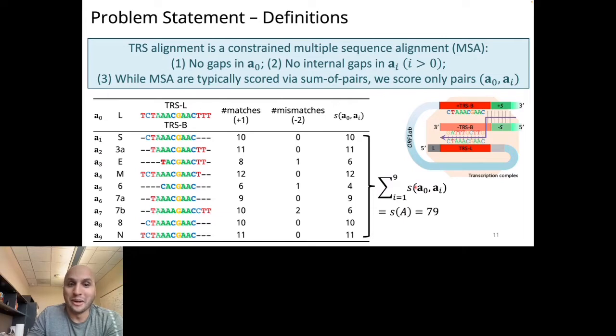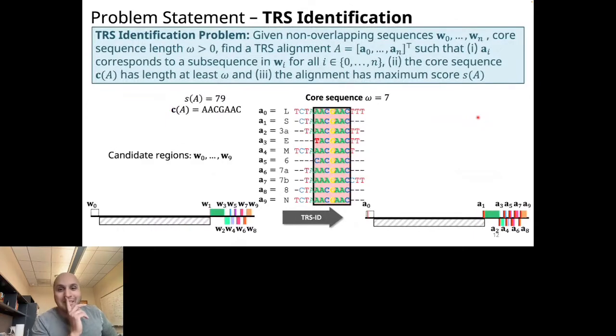If you compare a TRS alignment to a multiple sequence alignment, there are constraints on the presence of gaps. So no gaps in the leader sequence, A0, and no internal gaps in the body sequences. And also the scoring is different. We score with respect to A0, so it's kind of like a star alignment. You could think about it that way. But let's talk about the problem.